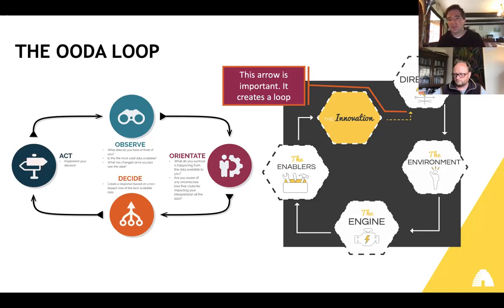The second thing that we need to be asking is, has anything changed in our market as a result of us launching this innovation? And therefore, we need to look again at our direction and say, does anything need to change? And if we change our direction, we might need to tweak our environment, we might need to tweak our engine, we might need to tweak our enablers. So the OODA Loop is a fantastic tool with some key questions to ask to keep our direction on track as we work through our innovation ecosystem.